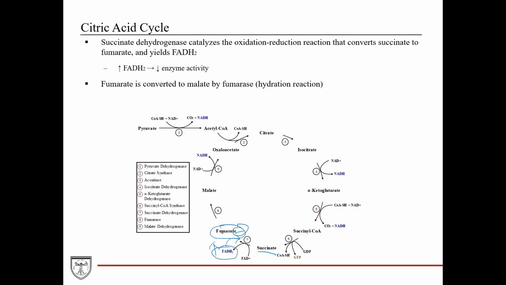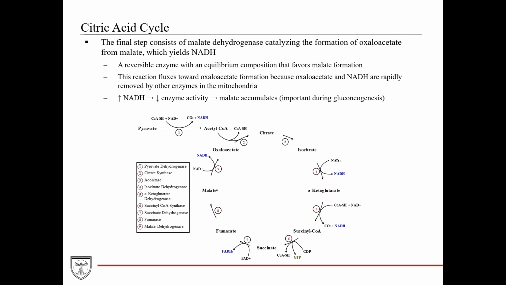And then next we have fumarate. This is kind of a lower yield step, and really all you need to know is that the enzyme involved is fumarase, and it converts fumarate into malate. This is a hydration reaction, meaning that you've added water in, and that's really all you need to know about that reaction. All right, so this final step consists of malate dehydrogenase catalyzing the formation of oxaloacetate from malate here, and this yields an NADH.